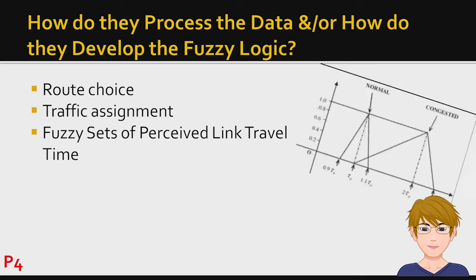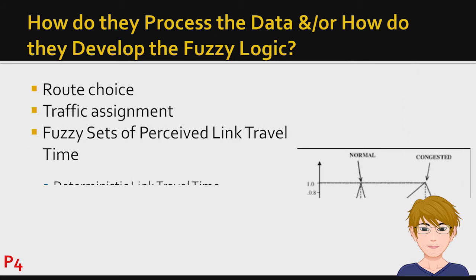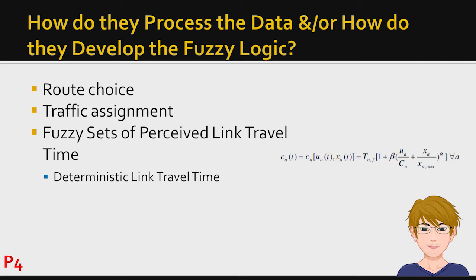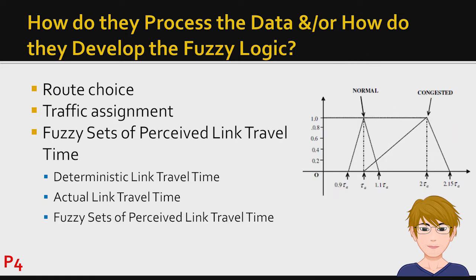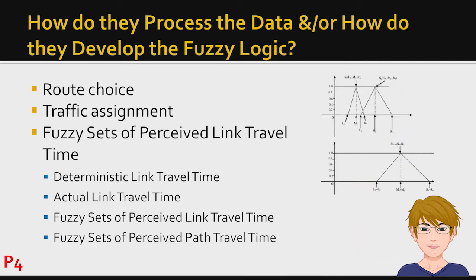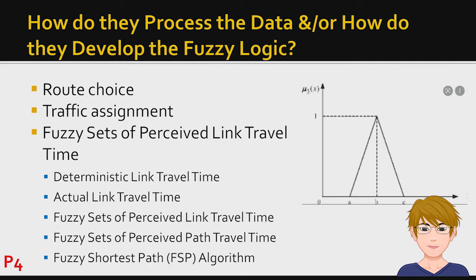Third is a fuzzy set of perceived link travel time. Deterministic link travel time. So under the fuzzy set, next is the actual link travel time. Fuzzy set of perceived link travel time. Fuzzy set perceived path travel time. Fuzzy shortest path, or FSP, algorithm.